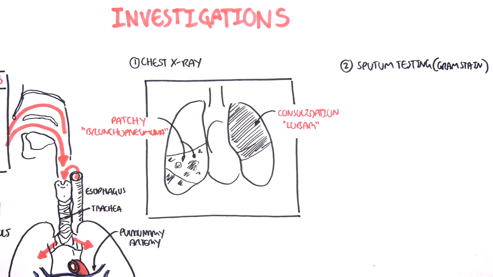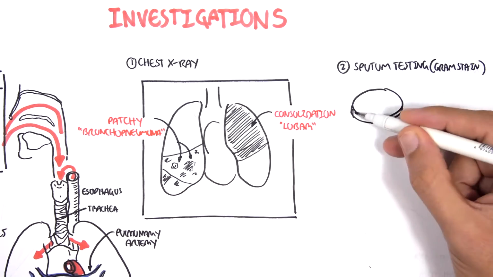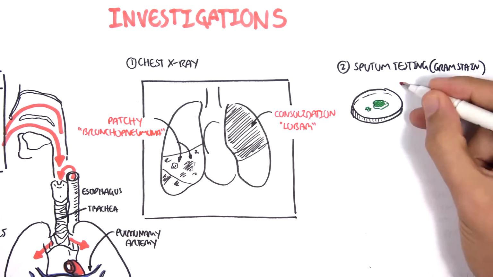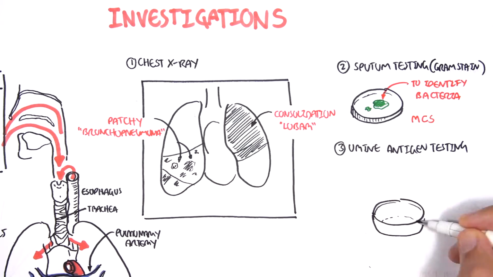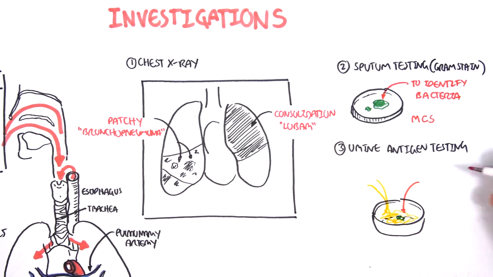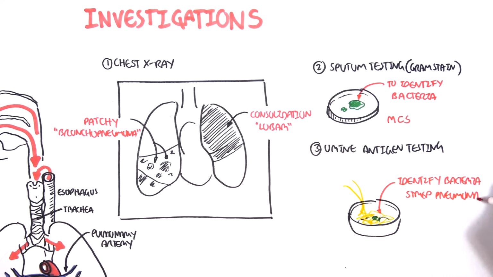Another investigation is sputum testing, gram stain, to identify the bacteria using microscopic culture and sensitivity testing. You can also perform urine antigen testing to identify the bacteria Streptococcus pneumoniae or Legionella in case it has spread or is a result of a UTI.